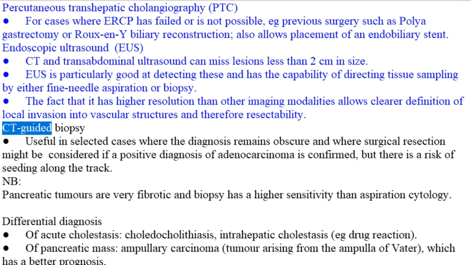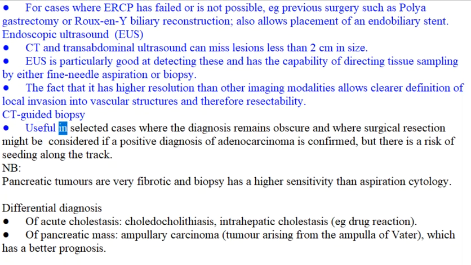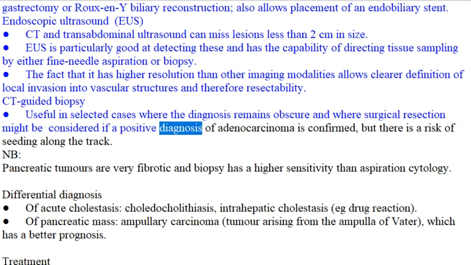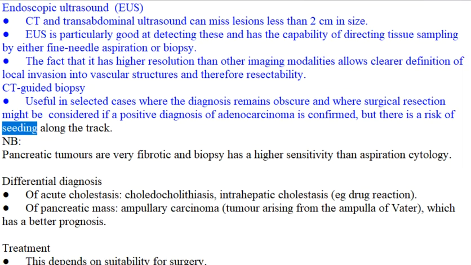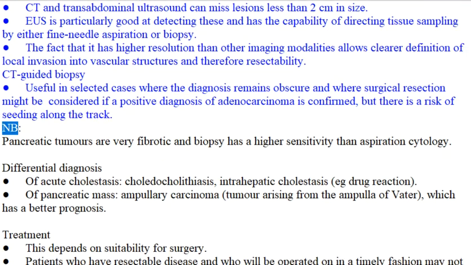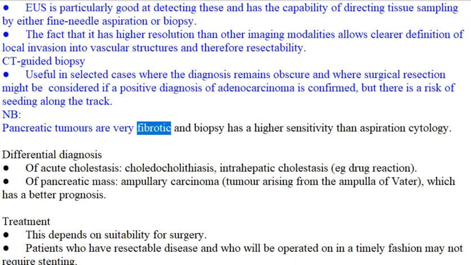CT-guided biopsy. Useful in selected cases where the diagnosis remains obscure and where surgical resection might be considered if a positive diagnosis of adenocarcinoma is confirmed, but there is a risk of seeding along the track. NB. Pancreatic tumors are very fibrotic and biopsy has a higher sensitivity than aspiration cytology.